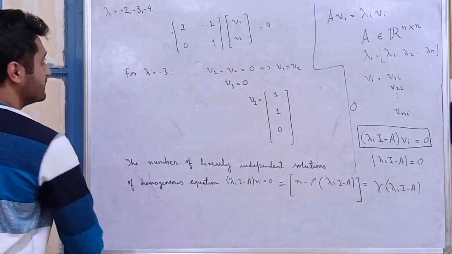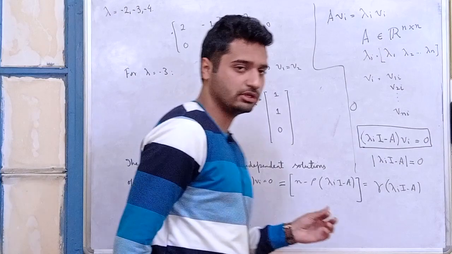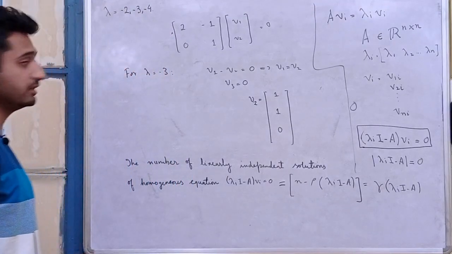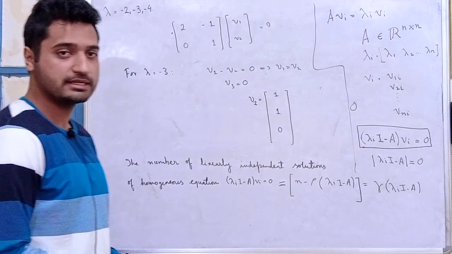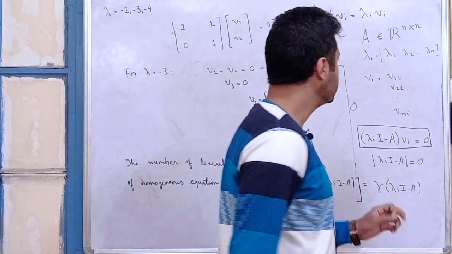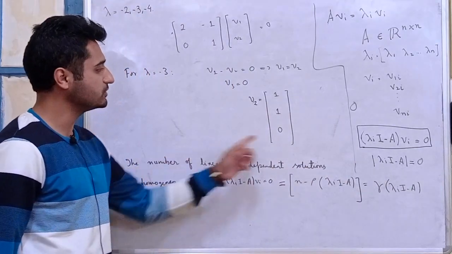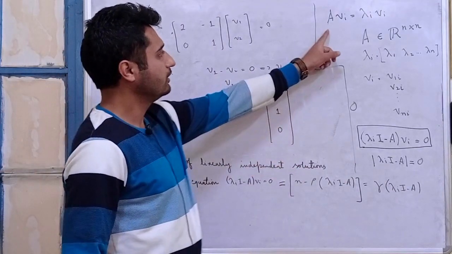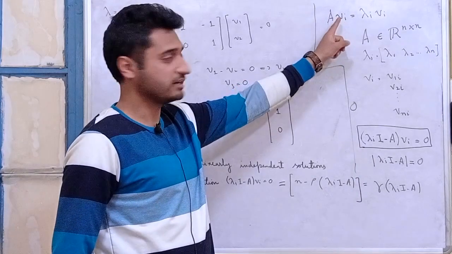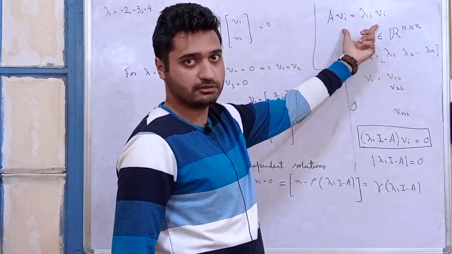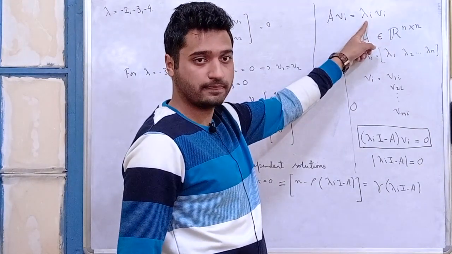Similarly, you can do it for lambda equal to -4. So for each corresponding eigenvalue, you will get an eigenvector. The significance of these eigenvalues and eigenvectors is that the eigenvalue gives you the scaling factor. These eigenvectors are special vectors: when a transformation matrix A transforms such a vector into another vector, the direction is preserved. Only the scaling has changed.